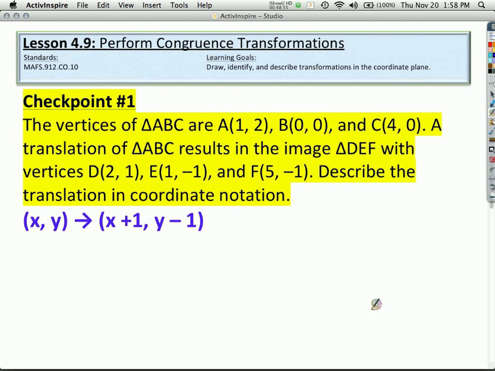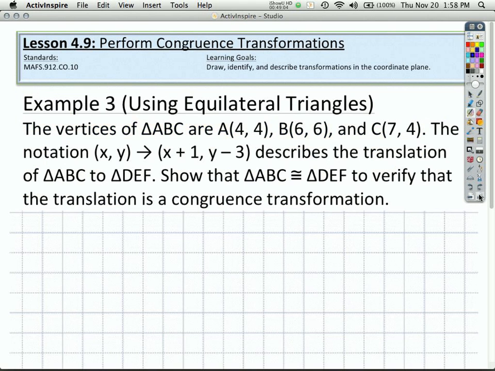Put your thumbs down. So now we're going to take this idea and wrap it with what we've been working on the whole chapter, which is congruent triangles. So now we're going to add one element.